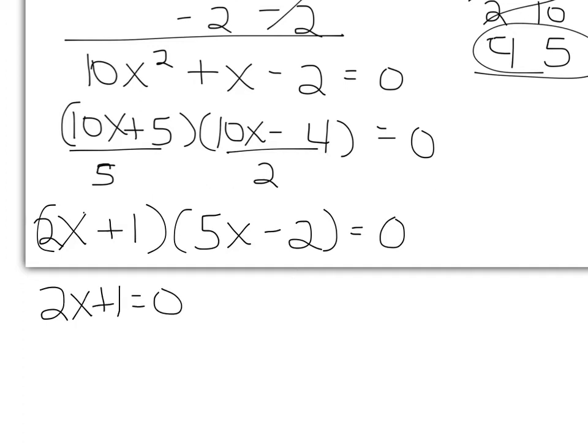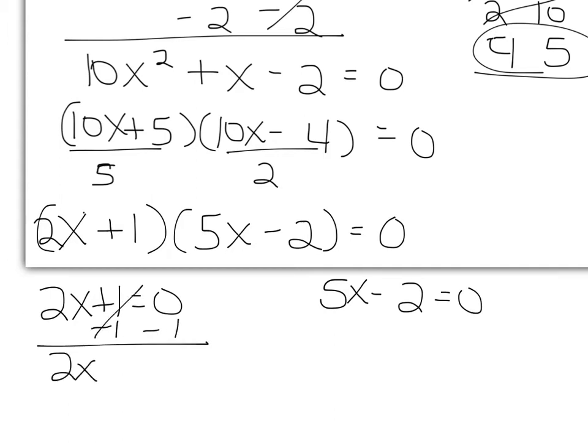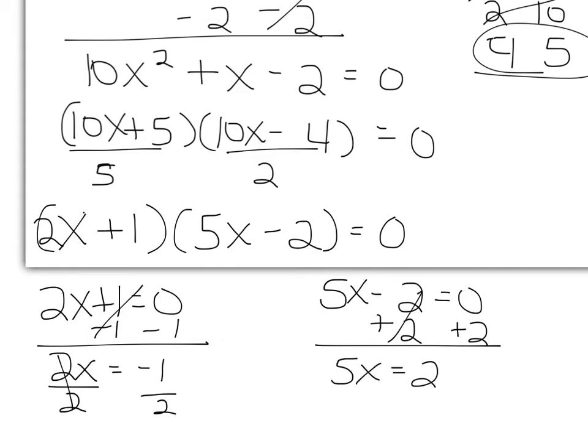2x plus 1 equals 0. 5x minus 2 equals 0. Subtract 1 from both sides. You get 2x equals negative 1. Divide both sides by 2. You get x equals negative 1/2. So 5x equals 2, divide both sides by 5, you get negative 1/2 and 2/5 are your solutions.